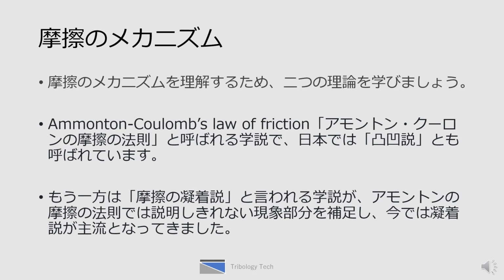Mechanism of friction. Let's learn two theories to understand the mechanism of friction. At first, Amontons-Coulomb's law of friction is the one called the Dekoboko theory in Japanese. On the other hand, the theory called the adhesion theory of friction supplements the phenomenon part which cannot be explained by the law of friction of Amontons, and the adhesion theory has now become the main one.